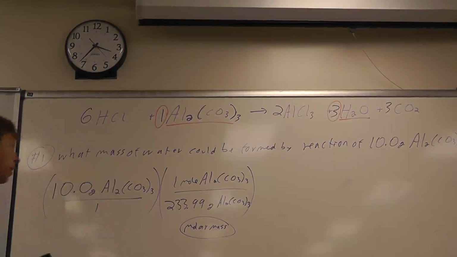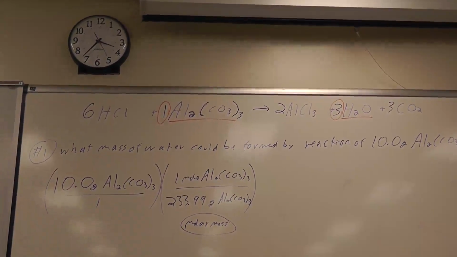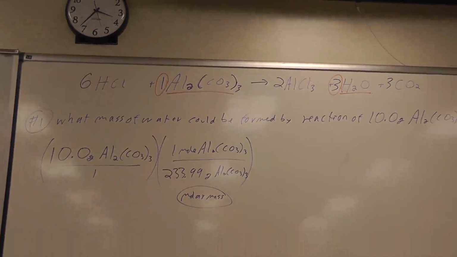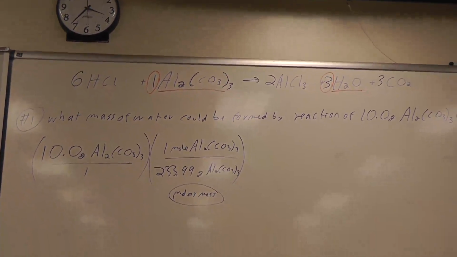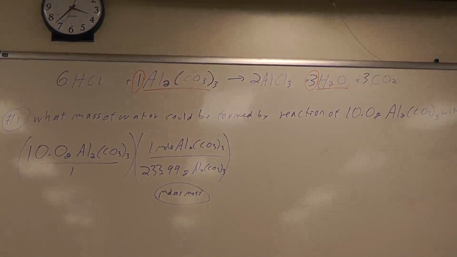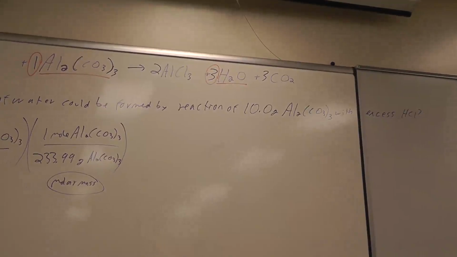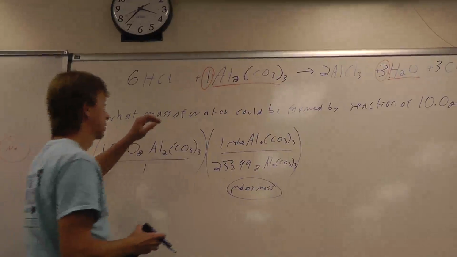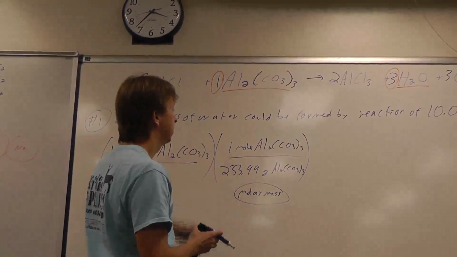The conversion from grams to moles is molar mass. So we go to the periodic table, we add up all that weight. That's the molar mass of aluminum carbonate. That's 2 aluminums, 3 carbons, 9 oxygens. That's the molar mass of the compound. So that allows us to convert out of grams of aluminum carbonate into moles.